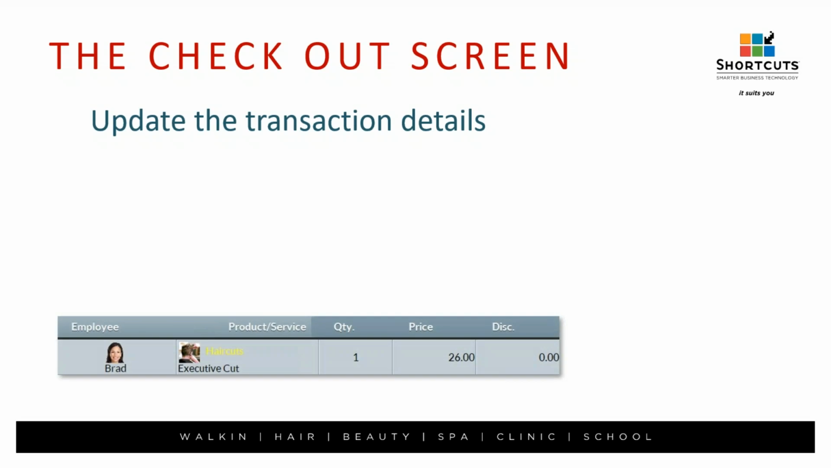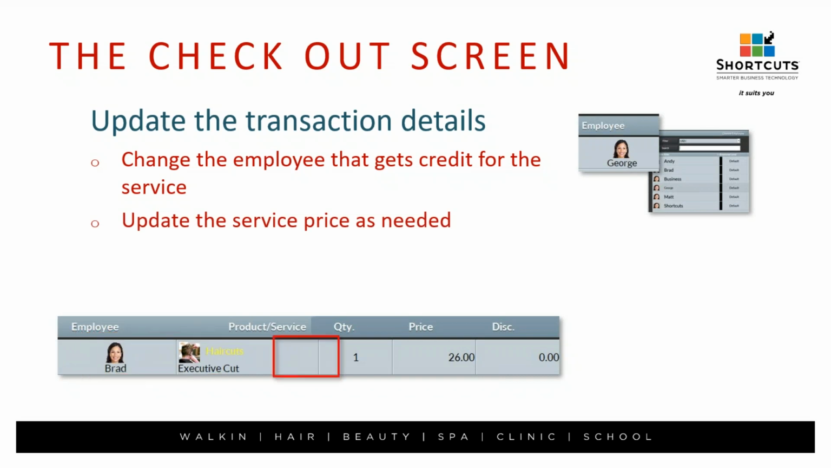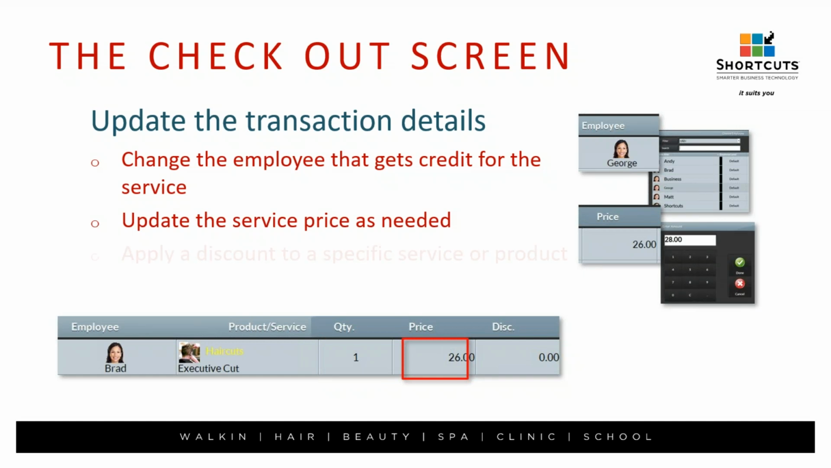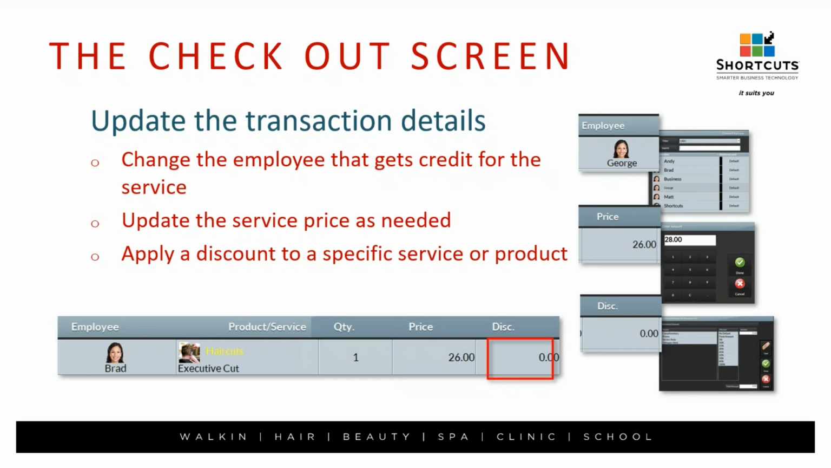So once the customer is in the point of sale, they're ready to pay. So they have the employee, they have the service, they have how many products or services they're receiving and their total price. On this window, if you click the name of the employee, you can change the employee that gets credit for the service. If you click on the price, you can update the price. And if you click on the discount column, where it usually is $0, you can choose what this service or what this product is going to receive for a discount. So you have multiple ways you can modify any visit, any customer as they're checking out.